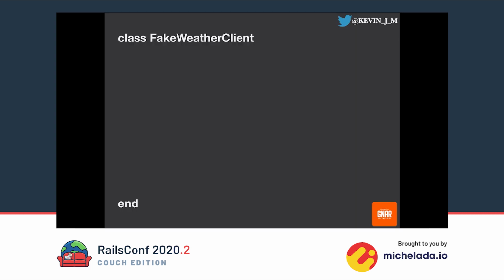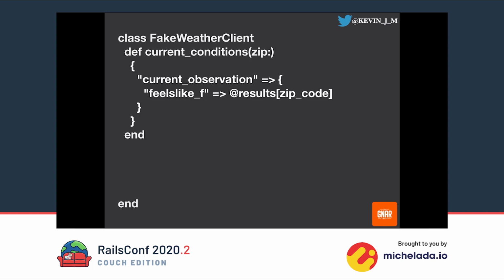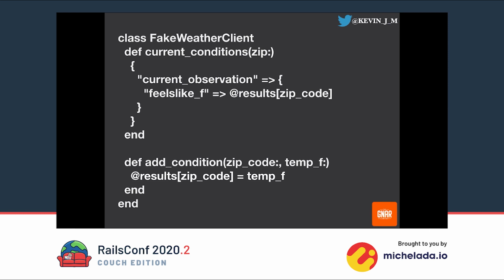So much like our fake web server that we built, our fake client needs to respond to the same messages that the real one does and respond in the same way that the real one does. But our fake client can also respond to additional messages. So let's build an additional method here that lets us provide some preconditions to say, for any given zip code, here is the temperature. So now in my test, I can control the weather anywhere. That only exists for my particular test. But I can set up the state of the world before running my test.